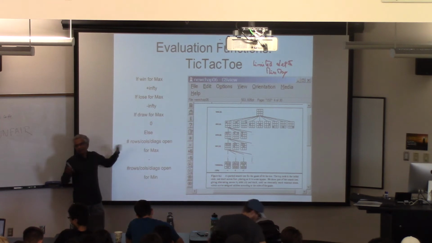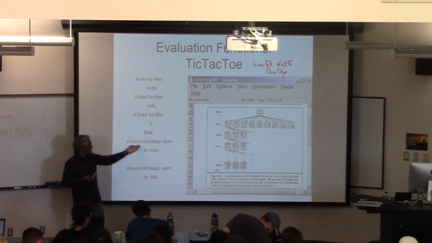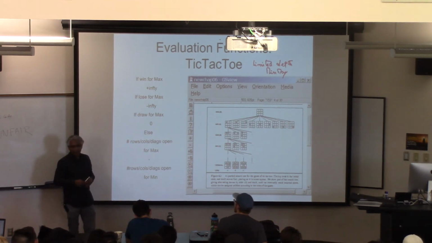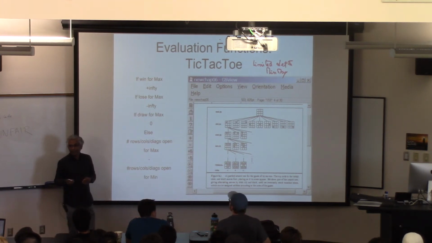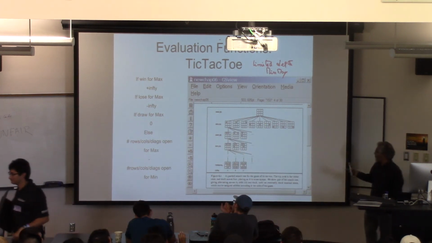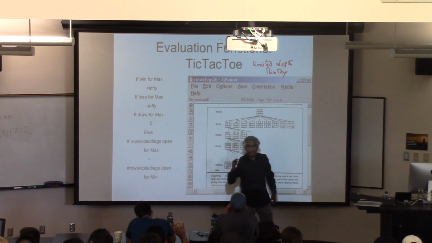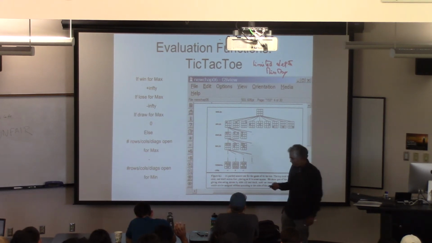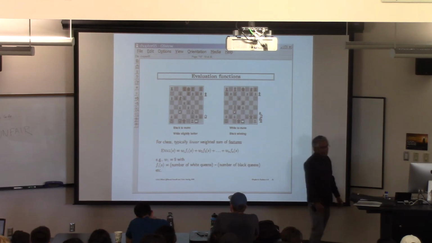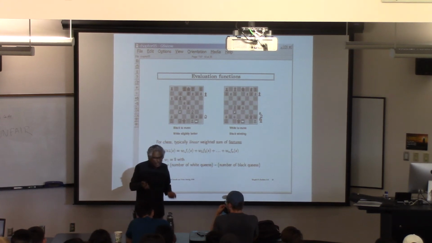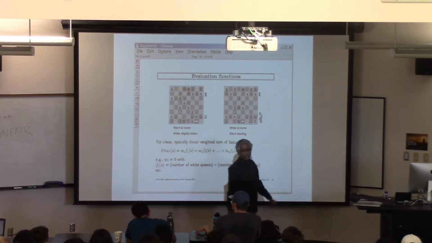Then you just do some hand waving, which in this particular case is counting the number of rows, columns, diagonals that are open for max minus the number of rows, columns, diagonals that are open for min. That is a reasonable metric of how good the board is from the max point of view. Agreed, that's a possible evaluation function. And for other things like chess, there may be evaluation functions where you think in terms of features of the board that you think are connected to win-loss probabilities, and you give some weights, and this happens to be a linear heuristic function.